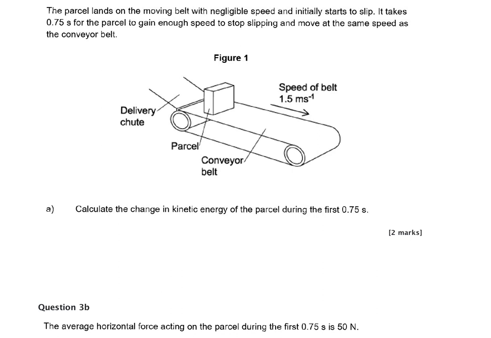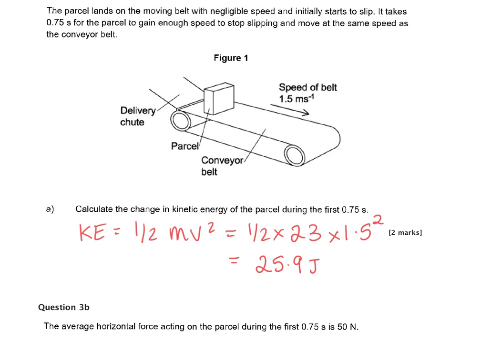So part A, we are calculating the change in kinetic energy. Personally, I think there's a lot of words in this question that we don't really need. So ignore them and just think about what we know. So our kinetic energy is going to be half of the mass times the velocity squared. So the mass is 23 and the velocity is 1.5 meters per second, and we're going to square that. So our kinetic energy is 25.9 joules. So what happens in these first 0.75 seconds is it starts at 1.5 and it ends up at negligible speed. So we're going to say 0. So that means the change in velocity is the one that we're going to use for our v to work out our change in kinetic energy.